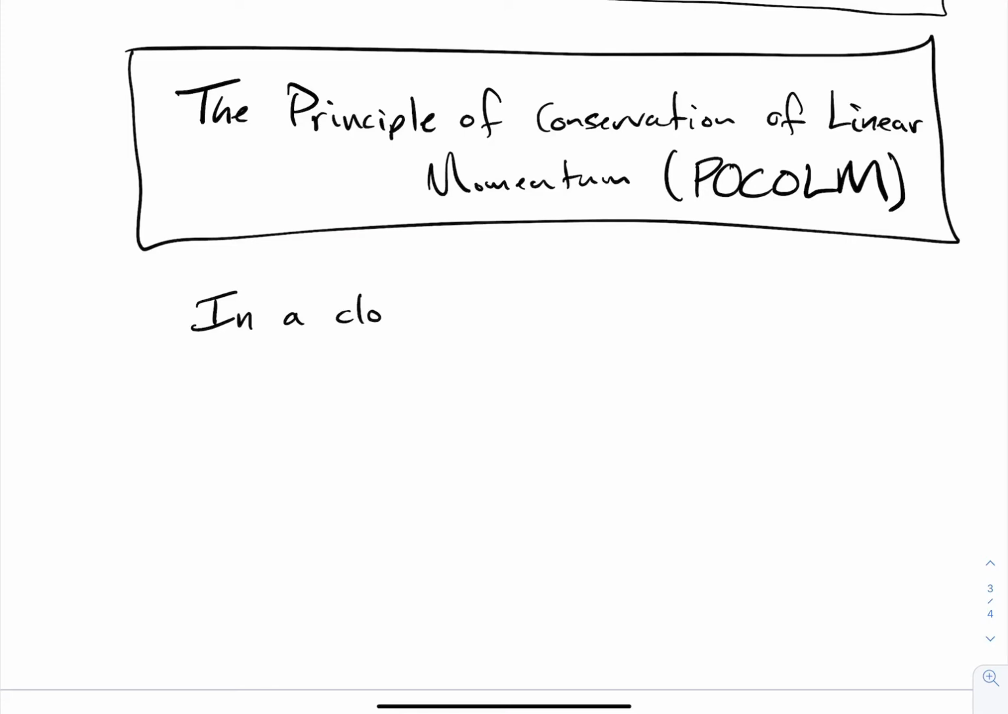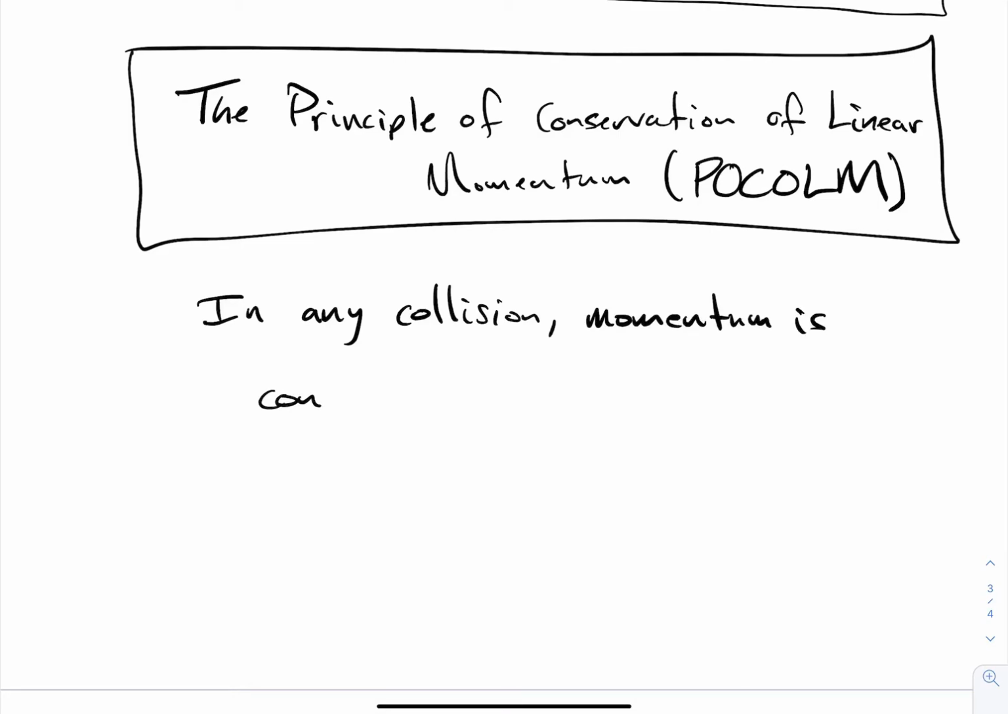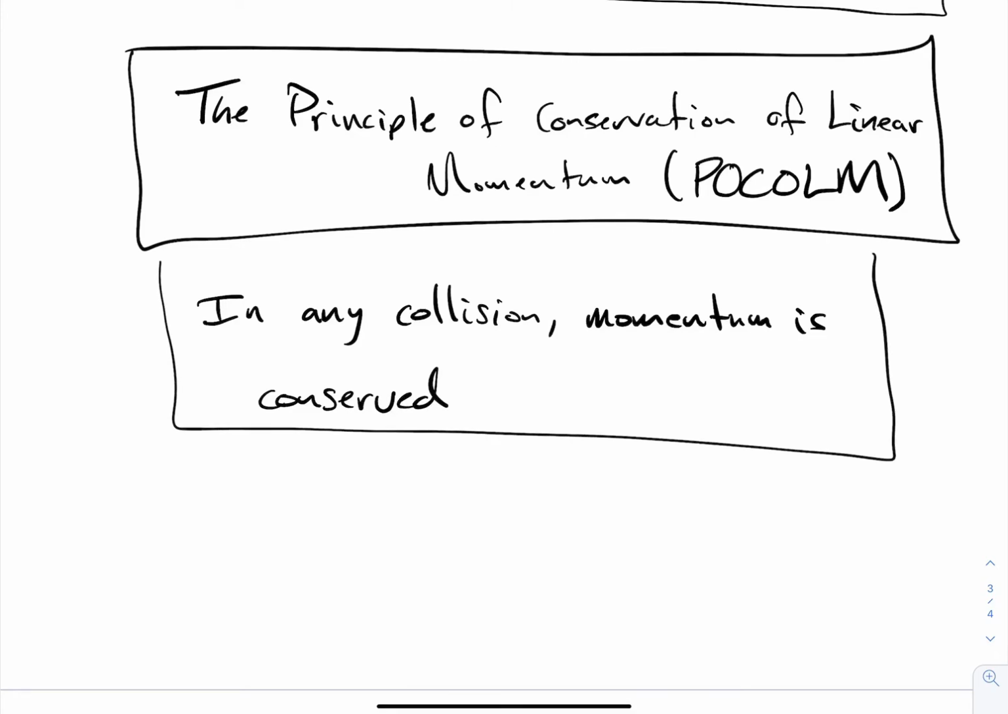And so we'll say in a closed system, I don't like that. We'll just say for any collision. Let's not make it more complicated than it has to be. In any collision, because by definition that will be between two or more bodies. In any collision, momentum is conserved. And so that's kind of an obvious definition.